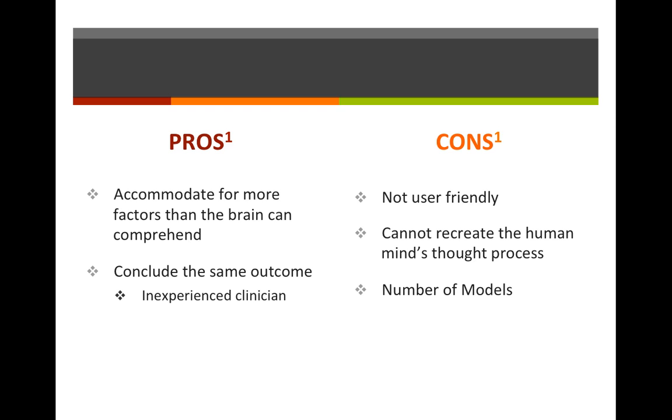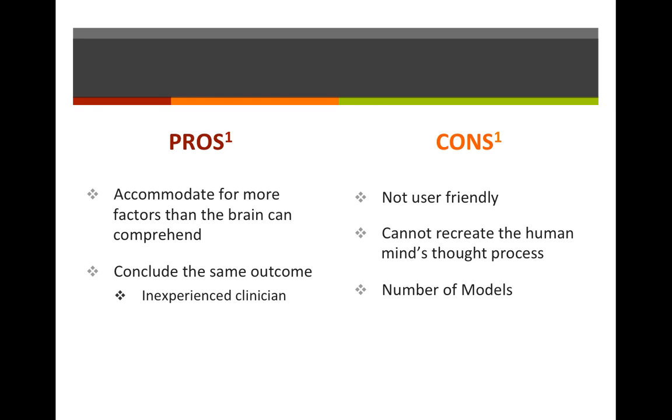They also are able to comprehend better than the human mind, but they're not able to always recreate the continual and dynamic way in which the human mind gathers information, which can be a very positive attribute when decision making. And lastly, it can be a con that there are just so many models for each condition that the clinician has to be able to discern which CPR is the best for each condition.